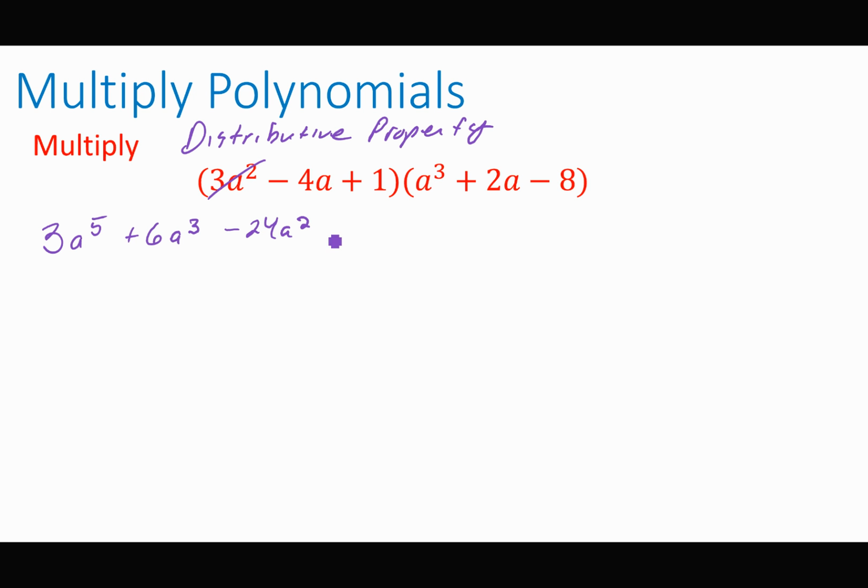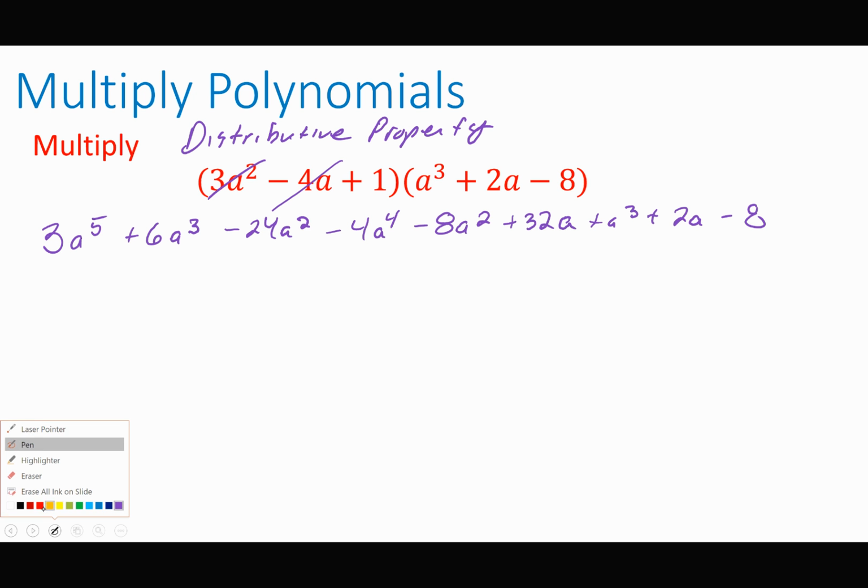Negative 4a, so this would be negative 4a to the 4th, minus 8a squared, and then this would be a plus 32a. And then plus a cubed plus 2a minus 8. So I end up with nine terms here when I've multiplied through, because it's going to be 3, then another 3, then another 3.